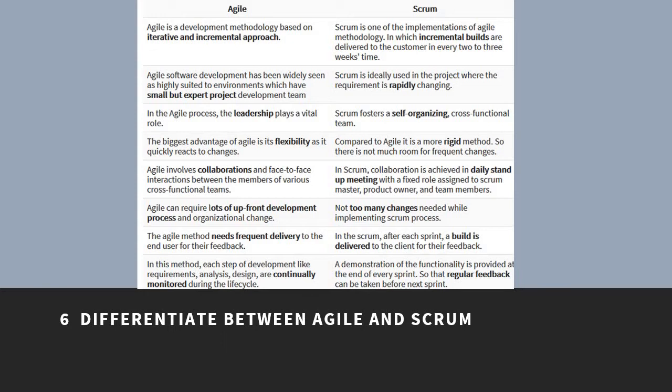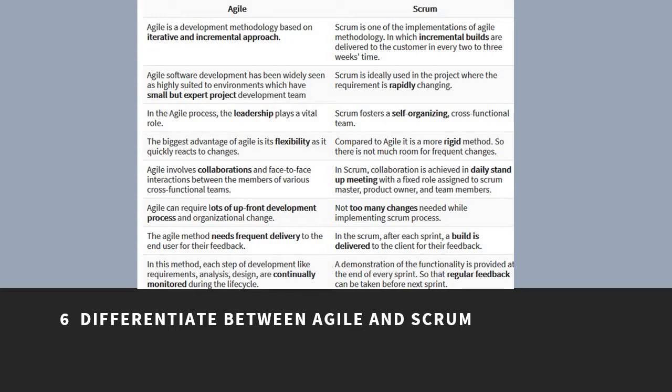Differentiate between Agile and Scrum. Agile is the development methodology based on iterative and incremental approach, while Scrum is one of the implementations of Agile methodology in which incremental builds are delivered to the customer in every 2 or 3 weeks' time. Agile software development has been widely seen as highly suited to environments which have small but expert project development teams. Scrum is ideally used in the project where the requirement is rapidly changing.